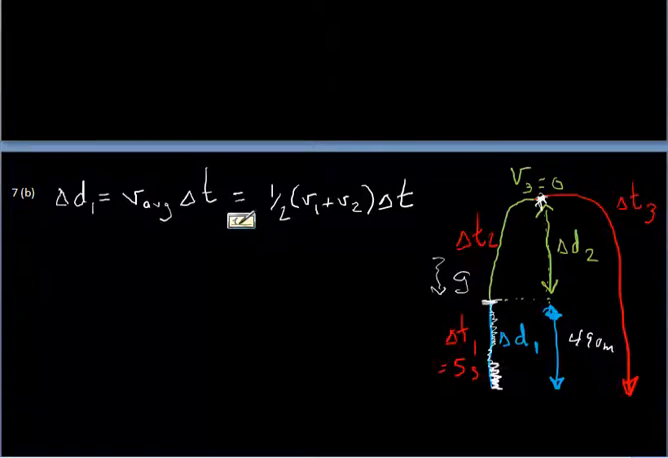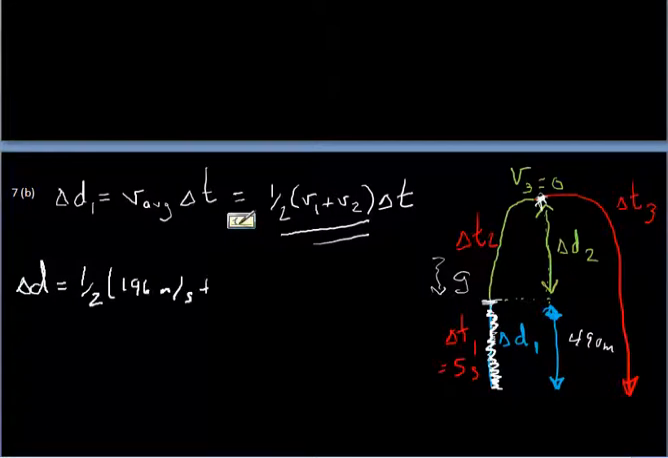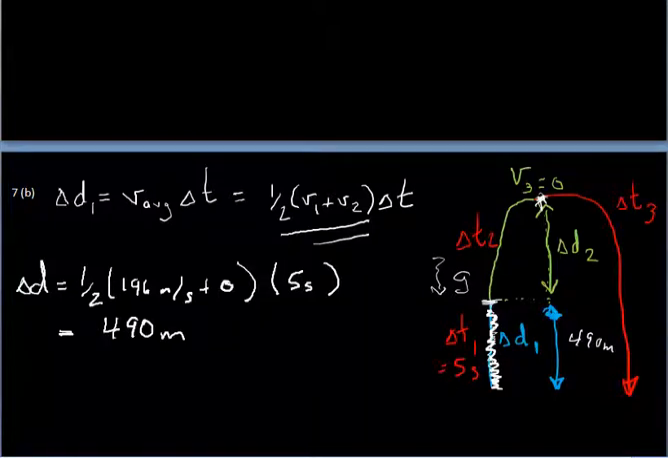During the first part of this flight, it goes from 0 to 196. It's a constant acceleration. I can use this formula right here. So I can find out that the distance up is 1/2 times 196 meters per second plus 0, and I was doing that for 5 seconds. When we solve for that, we get 490 meters.